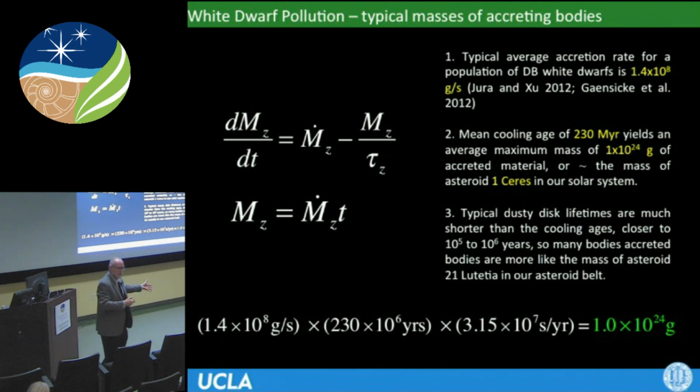We can go through those arguments, but I'm just showing you here an average calculation. If we take a typical average accretion rate for a population of white dwarfs of a certain temperature, we get 1.4 times 10 to the 8 grams per second. The mean cooling age is 230 million years, and so we can calculate that the mass accreted over that interval is about 1 Ceres worth of mass. The point I'm making is these are small bodies, and yet they differentiated. They turned into mantle, crust, and core. We see them shredded and then accreted to the star.